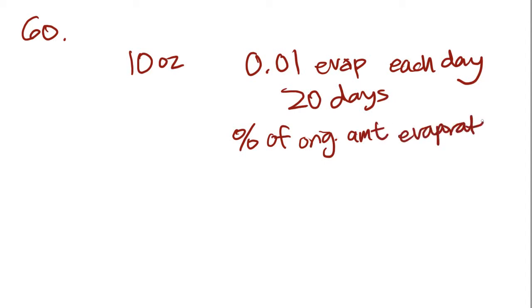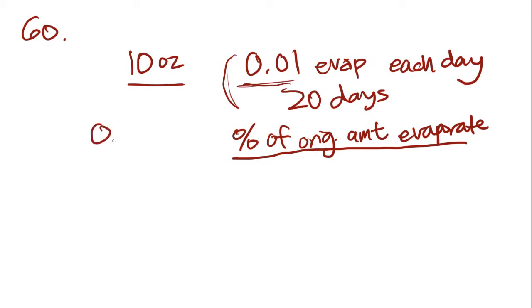This is important because we want to make sure that we're always looking for the correct answer choice. With questions like this, there's a lot of calculations that will be going on with these values, and we want to always keep in mind what we're really looking for. So we know that there's 10 ounces in this container, and we know that this much gets evaporated each day, and that it happened for 20 days. So the first thing we want to do is multiply those two numbers.